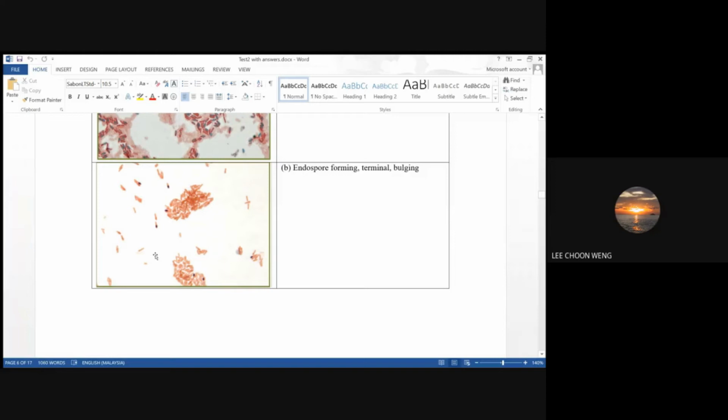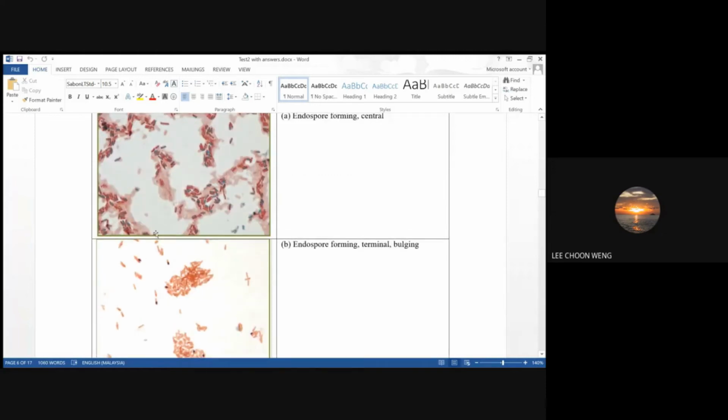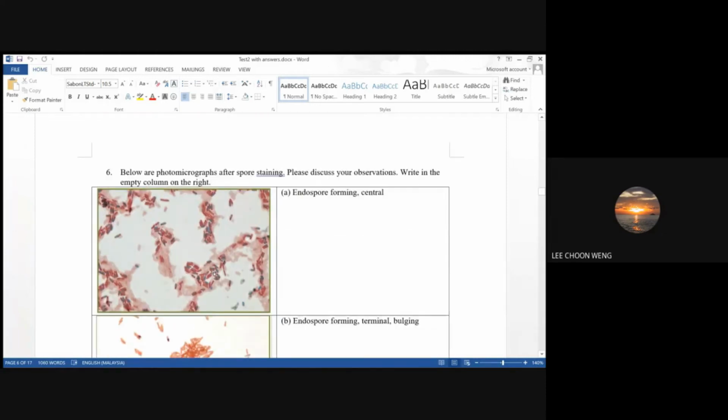So when you want to describe spore staining, the position of the spore and the size of the spore is important. Whether it bulges and whether it's at the terminal, central, okay? These are important descriptions to make after spore staining, okay?